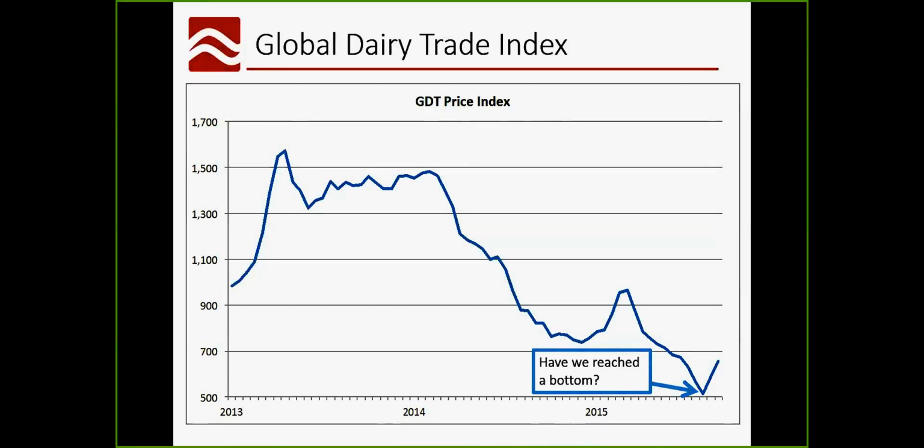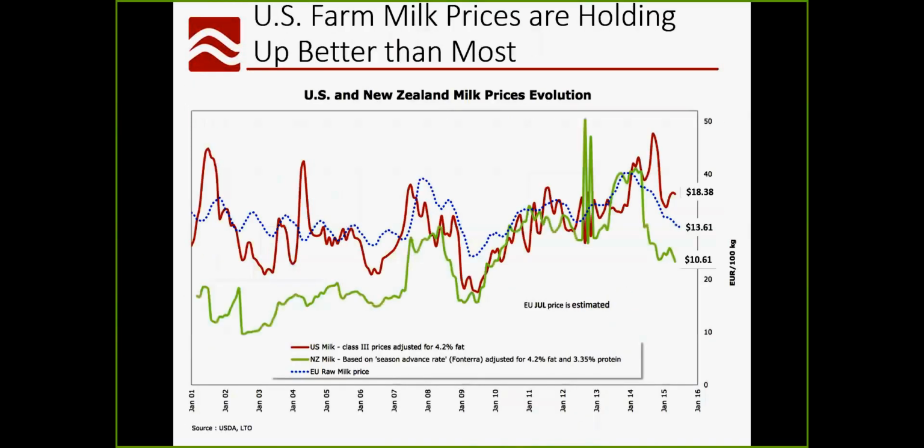If you want to look at comparing prices of the three major exporting countries, counting the EU as a country, the EU bloc, if you will, which is 28 countries, adjusting it to 4.2% fat, because that's standard internationally, and adjusting it for exchange rates, which also matter when you're talking about trade. The red line is the United States, the green line is New Zealand, and the blue dotted line is the European Union raw milk price.